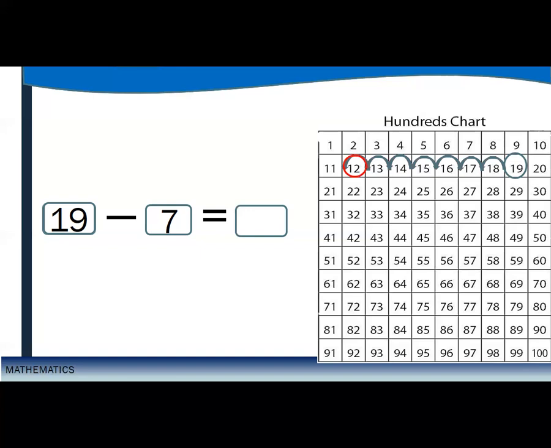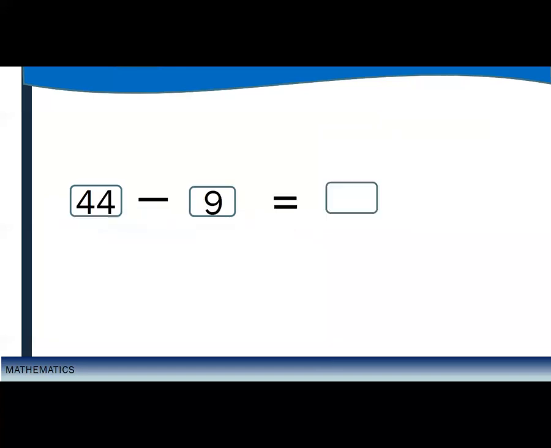So 19 subtract 7 equals 12. That was easy, boys and girls. Using our number charts and counting back to help us subtract. Now here is a third example. And I want you to read along with me, boys and girls. 44 subtract 9 equals, and we will soon find out what should go in that box.